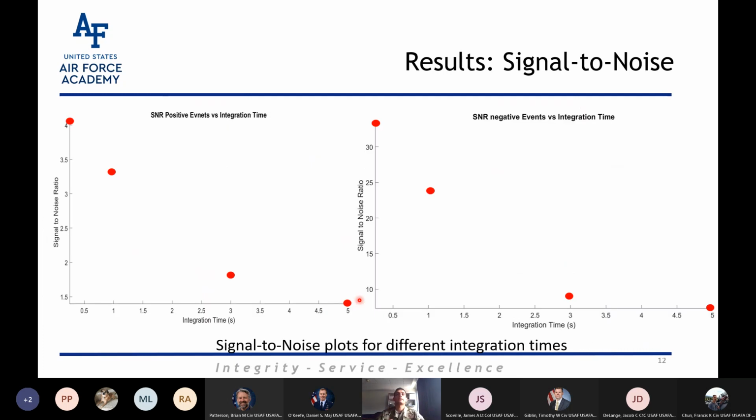Taking that and turning it into a signal to noise ratio, we have 2 signal to noise ratio plots here, one for the positive events versus integration time, one for the negative events versus integration time. The takeaway here is that the SNR increases as integration time decreases, and the negative events have a signal to noise ratio of around an order of magnitude higher.